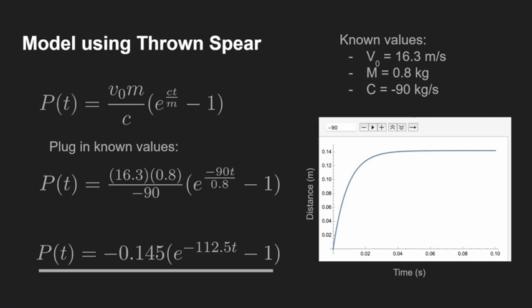First, looking at the thrown spear, we have the given modeling equation that you see in the top, plugging in the known values in the top right, which are the initial velocity equals 16.3 meters per second, the mass equals 0.8 kilograms, and the damping coefficient equals negative 90 kilograms per second, which we found by the ansatz that the spear would puncture approximately 14 centimeters into the animal. We have the given equation that you see underlined at the bottom, which produces the graph through Mathematica, as you can see on the right.